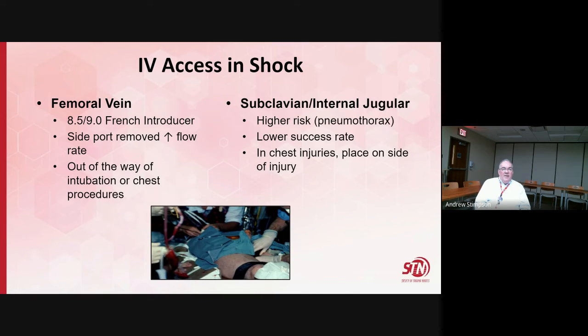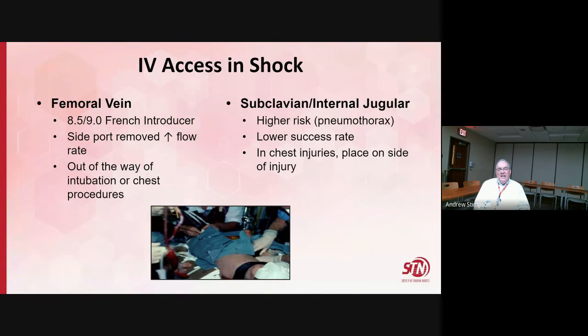So IV access and shock: if we have to get central access, we usually go with femoral, obviously, except if there's abdominal trauma. We try to go with the introducer, which is shorter than the standard triple lumen. If we do it down in the femoral, we're out of the way if they're trying to intubate or do a chest tube or another procedure. Subclavian or internal jugular, they say they're higher risk. I'm not so sure that's the case. Obviously, it's a higher risk of pneumothorax to do subclavian than it is to get a pneumothorax from a femoral, but otherwise, the risk is still pretty low. If you have a chest injury, place it on the side of the chest injury.